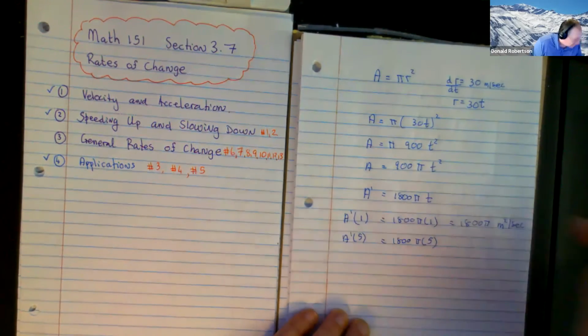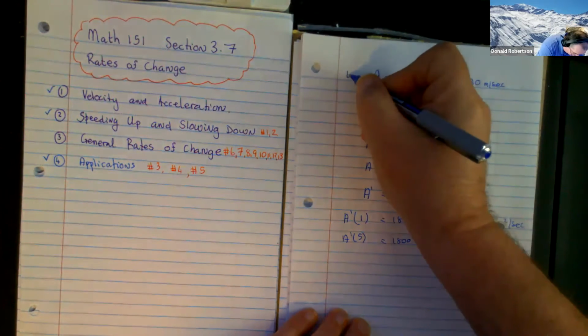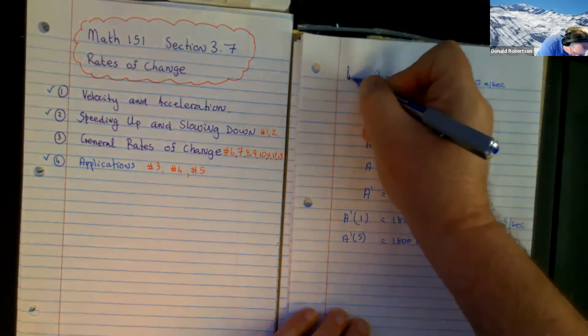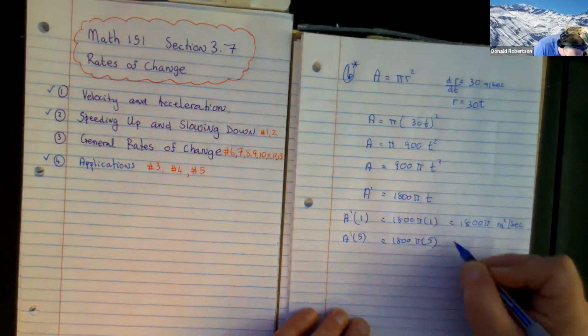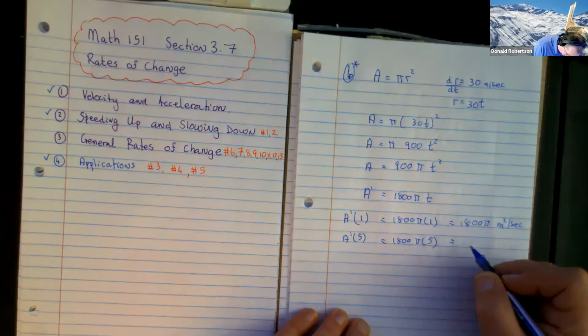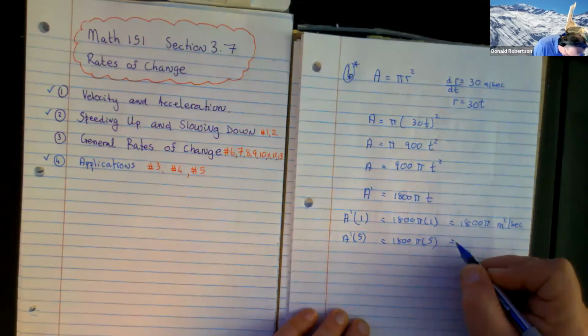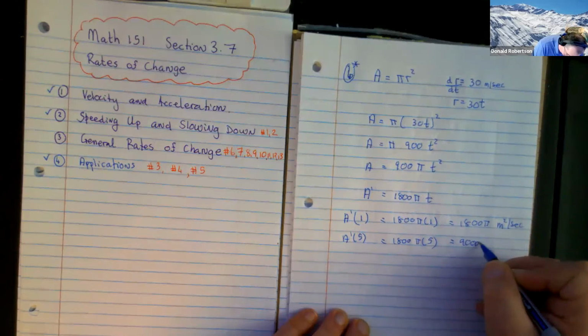Yeah, this one is much closer to question 6. And what will that be? Oh, God in Himmel. 9,000. There we go.